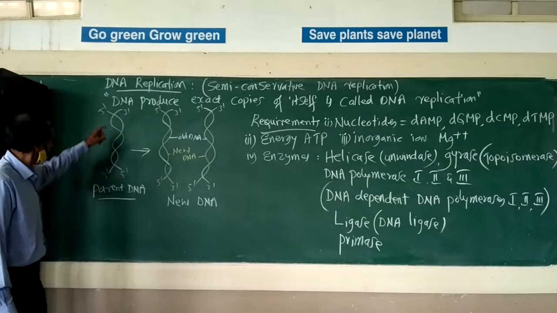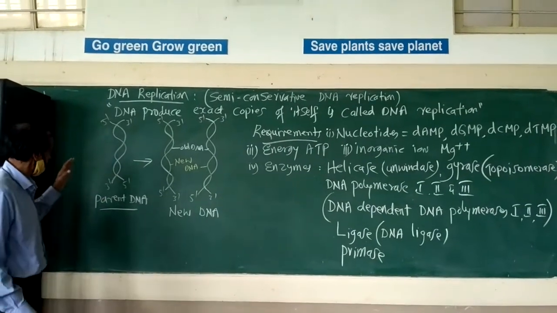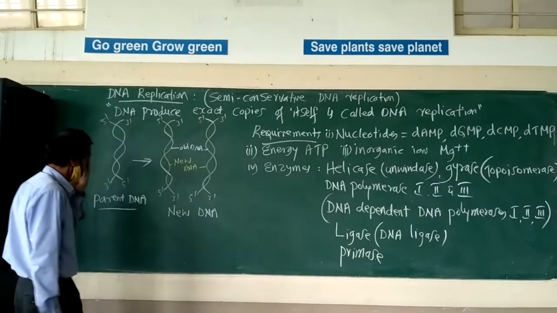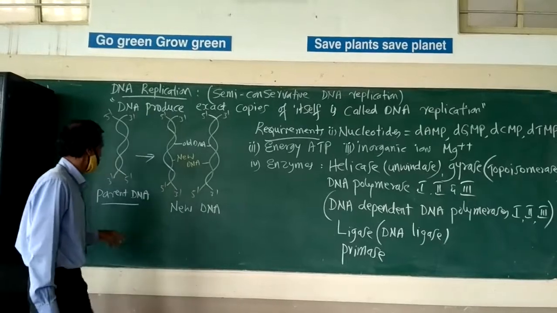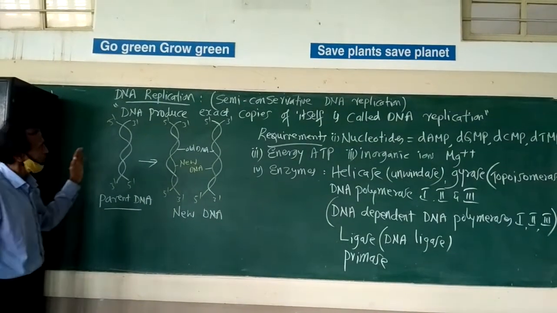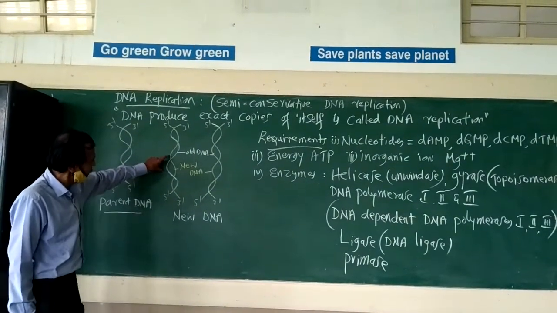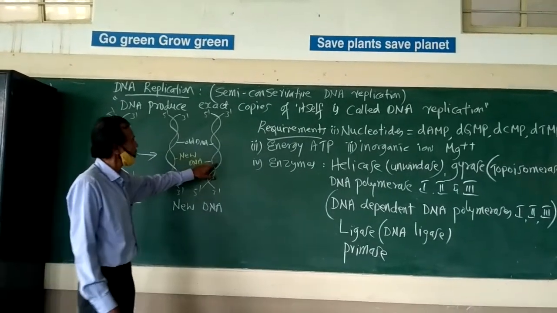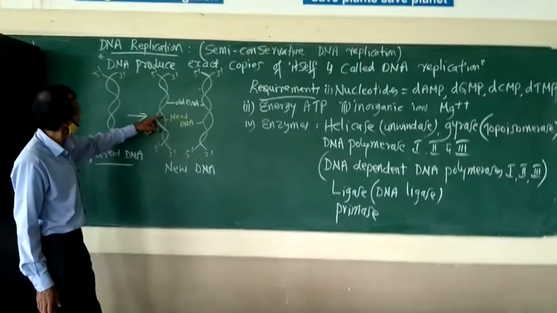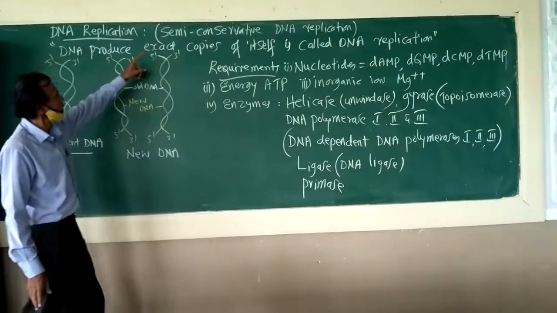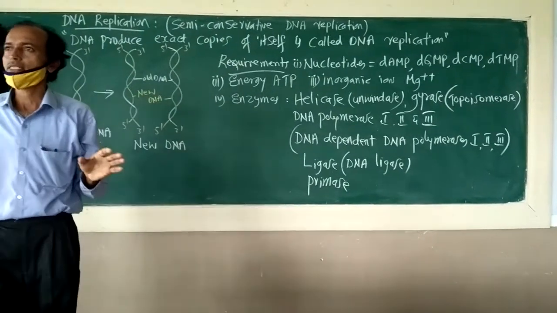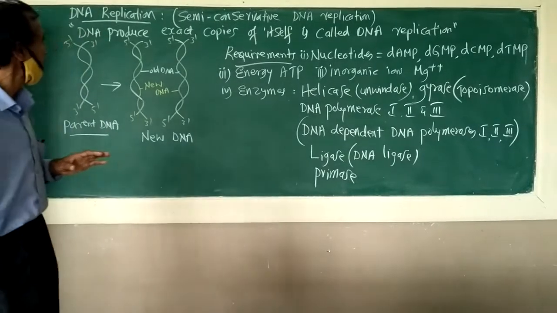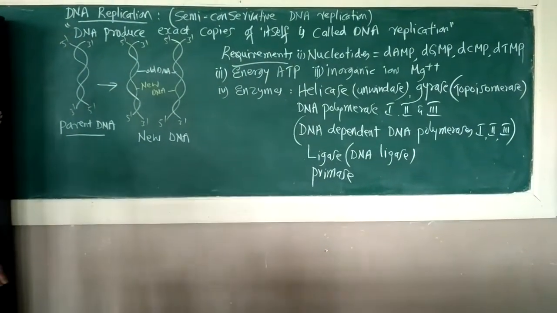In this process, the two strands get separated by unspiraling, and new DNA is produced so that we get exact DNA copies of the parental strand. In each new DNA, 50% is what? 50% is new. One strand is parental, the other strand is newly synthesized. So replication of DNA is also called semi-conservative. 50% is retained and 50% is newly synthesized. So DNA replication is always semi-conservative.